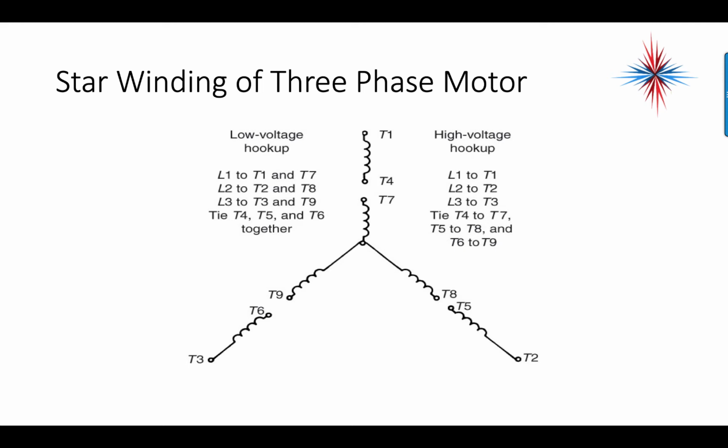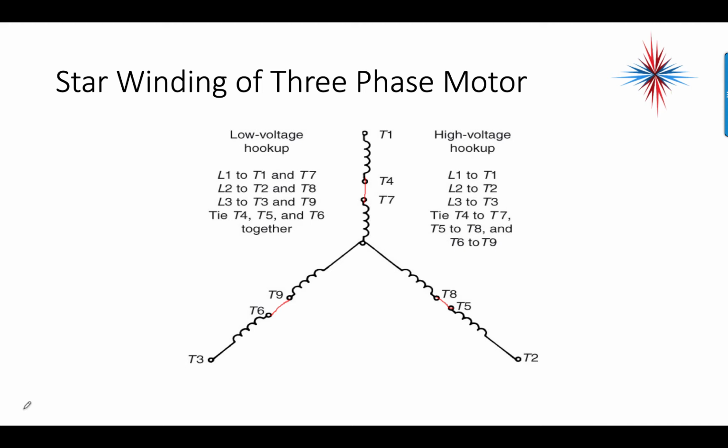Now, the same motor might allow you to use a higher voltage. You'll take L1 to T1, L2 to T2, L3 to T3, and then you'll tie T4 to T7, T5 to T8, and T6 to T9. And if you look at this closely and actually draw it out, you'll see, for example, for the high voltage, what are we doing? We're actually increasing the length of the windings.